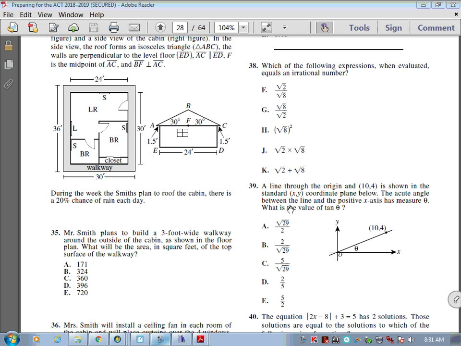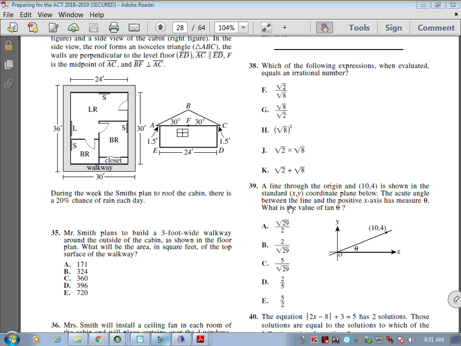Nobody on 37 through 40? Not even 38? 38, I kind of had to solve through. Yeah, on 38, it says which of the following is irrational.